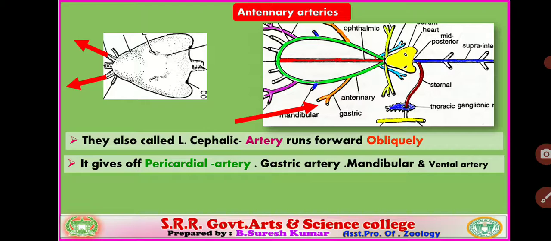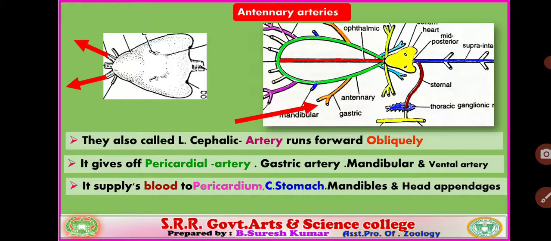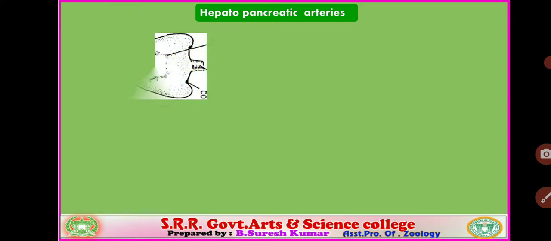It gives rise to all these different arteries. All these branch off from the antennary artery and supply blood to what parts? Pericardium, cardiac stomach, mandibles and head appendages. So these are the branches of the antennary artery, and they give blood to different parts. They are pericardium, cardiac stomach, mandibles and head appendages. Followed? Yes. Remaining third major artery, that is hepato-pancreatic artery.